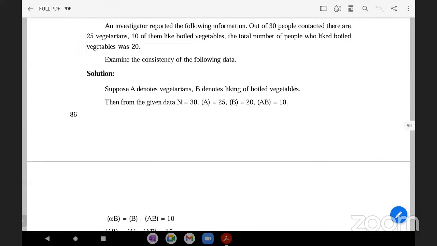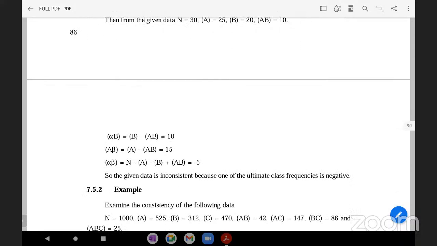Consistency means all second orders must be greater than or equal to 0. I am checking. Alpha B equals B minus AB, which is 10, greater than or equal to 0. And A beta equals A minus AB, which is 15. Alpha beta equals N minus A minus B plus AB, and clearly we got minus 4. Therefore, this data is not consistent, so we cannot use it for our required purposes. Data consistency explains whether the data can be used for a particular observation of the project or not.